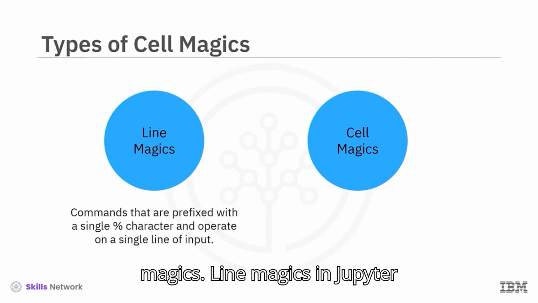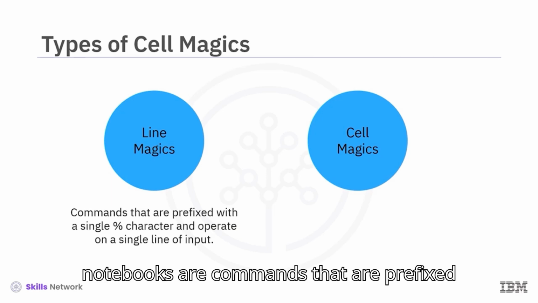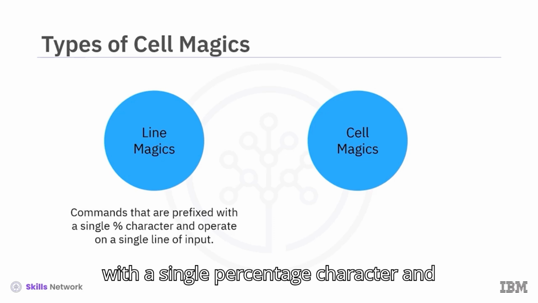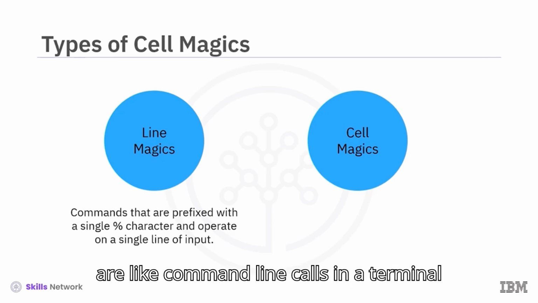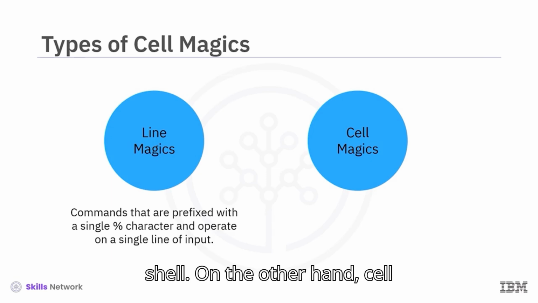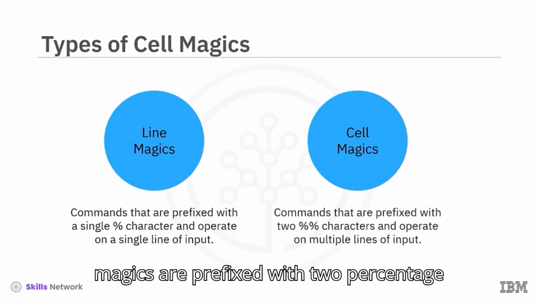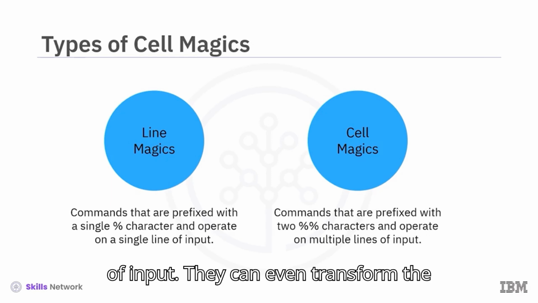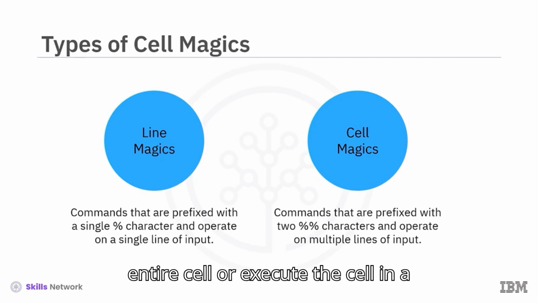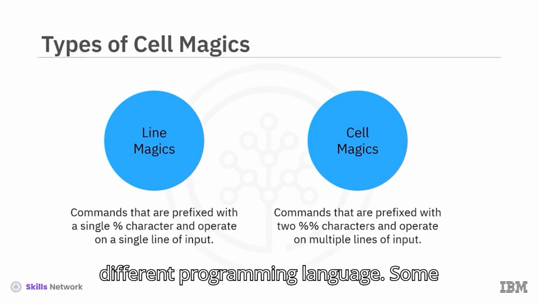Line magics in Jupyter Notebooks are commands that are prefixed with a single percentage character and operate on a single line of input. They are like command line calls in a terminal shell. On the other hand, cell magics are prefixed with 2 percentage characters and operate on multiple lines of input. They can even transform the entire cell or execute the cell in a different programming language.